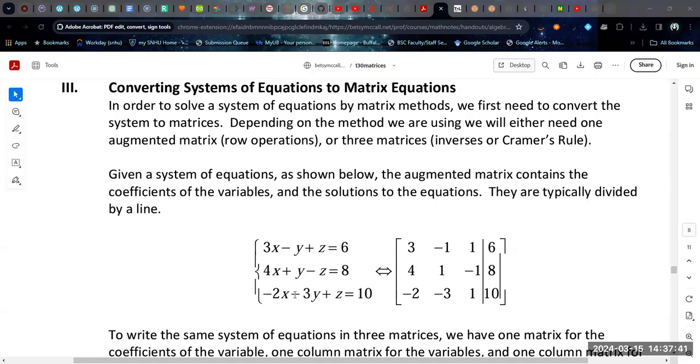In this case, we're looking at three variables. We have 3x minus y plus z is 6, 4x plus y minus z is equal to 8, and negative 2x minus 3y plus z is equal to 10.